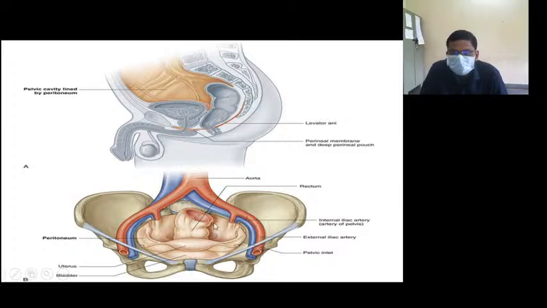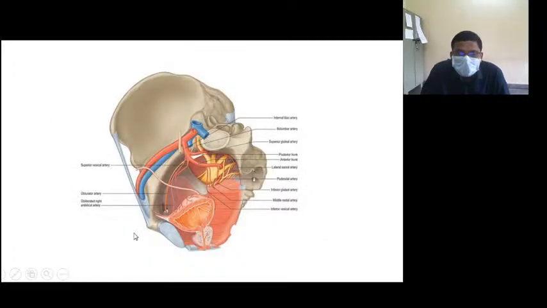They are nothing but the common iliac artery, which will be dividing into the internal iliac artery and also the external iliac artery. So these are the main important structures which are seen here. Now coming to the other structures which cross the pelvic brim. There are a few other structures which cross the pelvic brim.